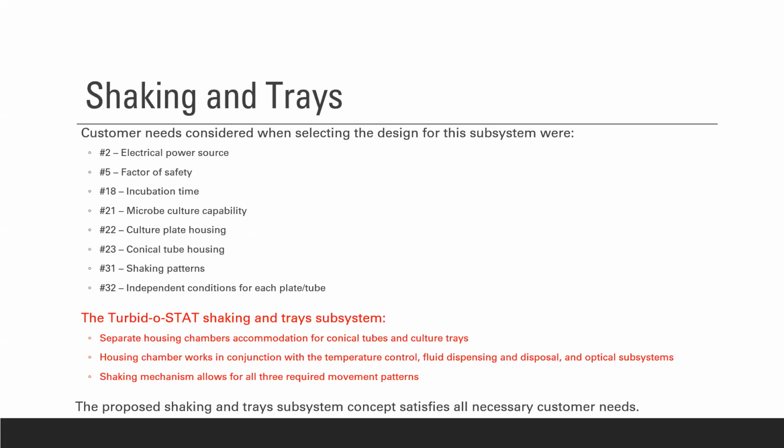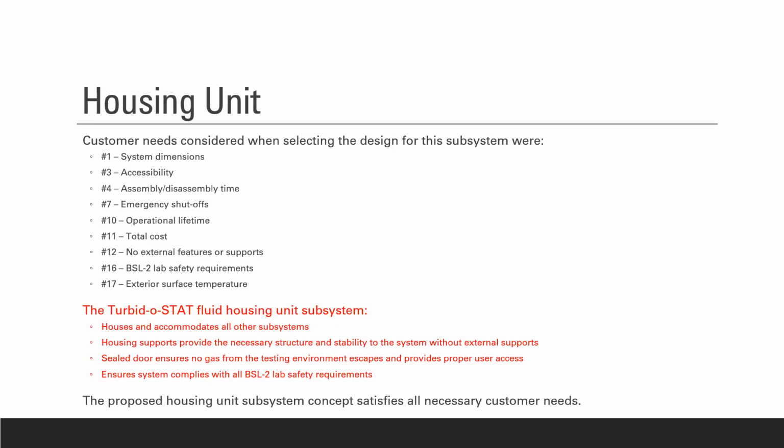Our shaking and tray system incorporates separate housing chambers. And in our system now we have 2 devices, so we can have 2 separate experiments going on at the same time. And it works in conjunction with the housing chamber as it sits on the floor. And our shaking mechanism allows for all 3 required movement patterns, which are linear, double orbital, and orbital. And we have an animation after our presentation, which we'll show of the movement patterns.